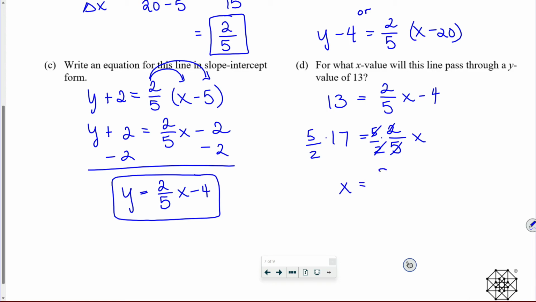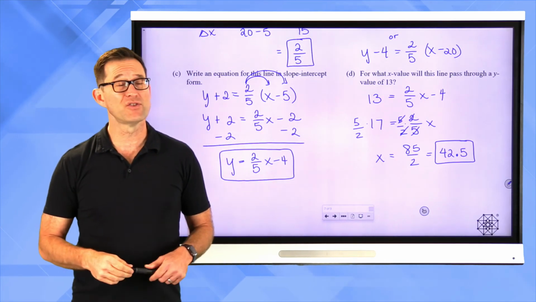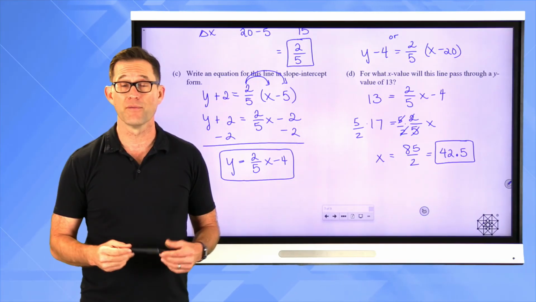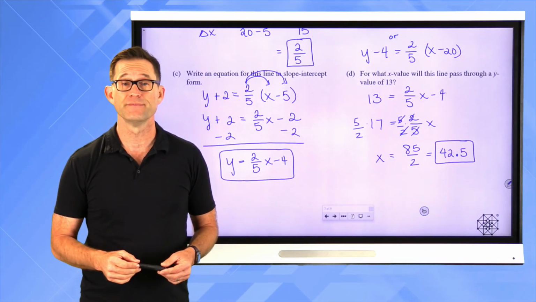17 times 5 is 85. Divided by 2, I suppose you could leave it as 85 halves, or you could do 42.5. I think that's maybe the nicer way to leave it. So, x value of 42.5, I know it's kind of ugly, but an x value of 42.5 will give you a y value of 13.